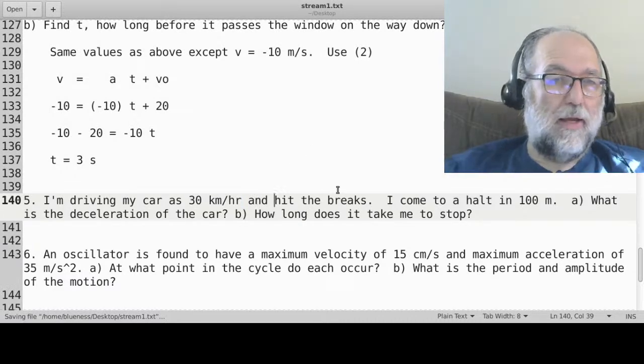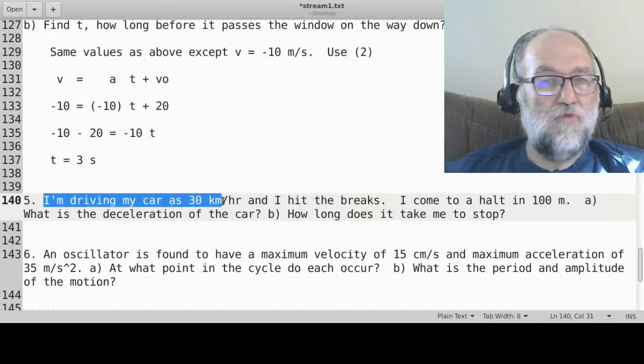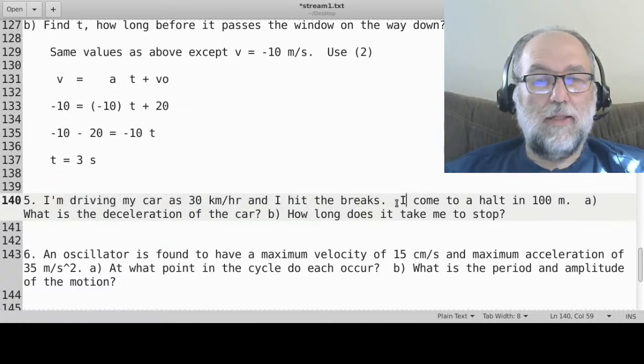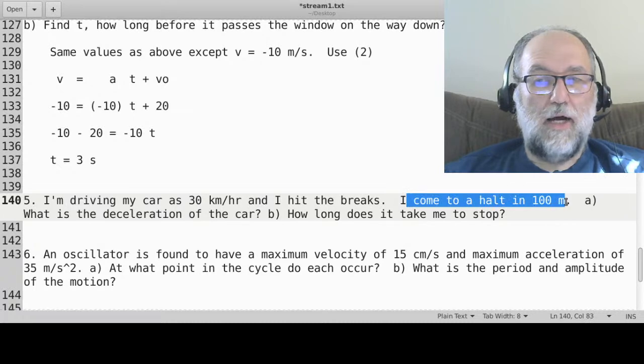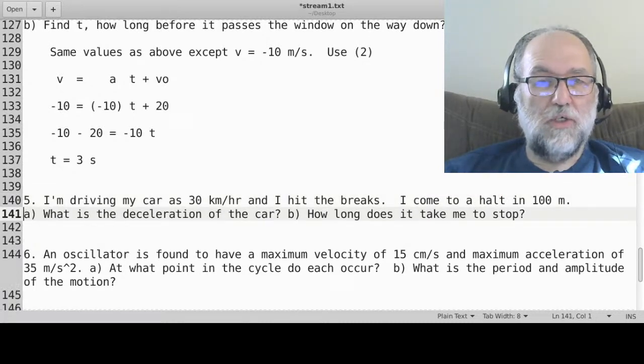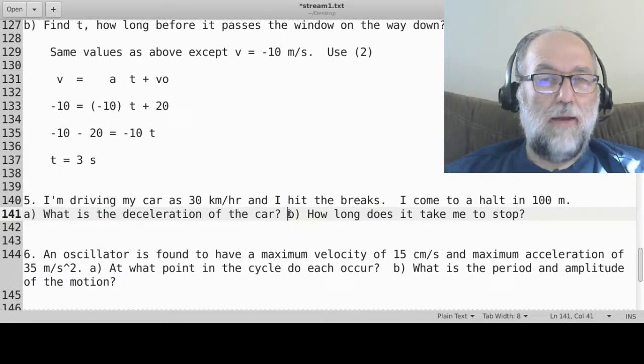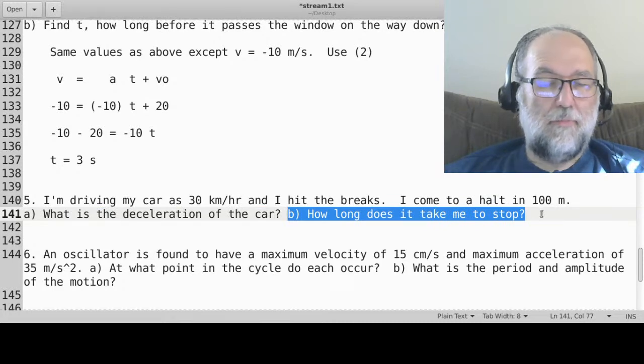And I hit the brakes. So I'm driving and I hit the brakes. The car comes to a halt in 100 meters. So I want to ask two questions. The first question is, what is the deceleration of the car? And part B is, how long does it take me to stop?